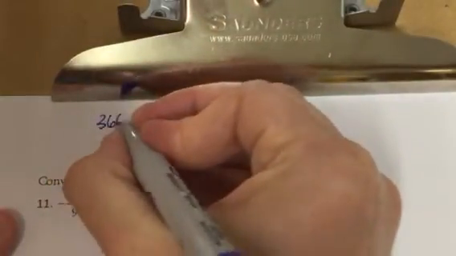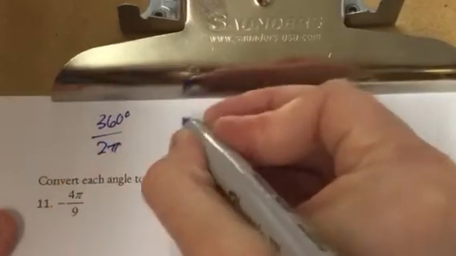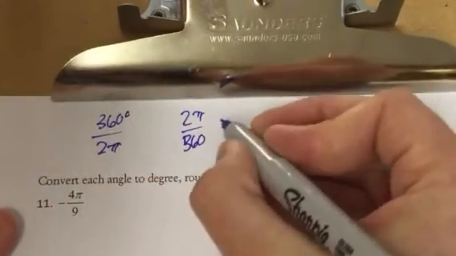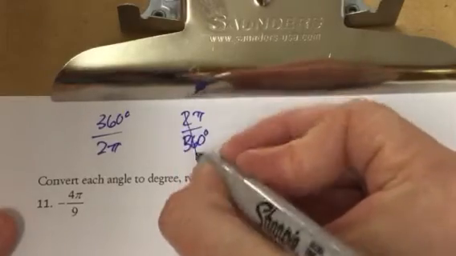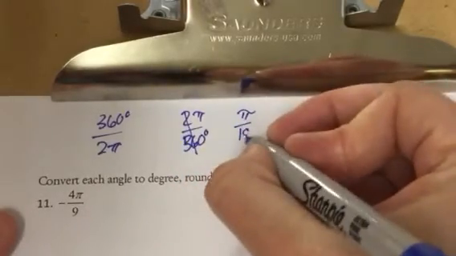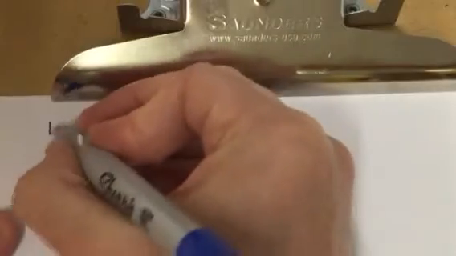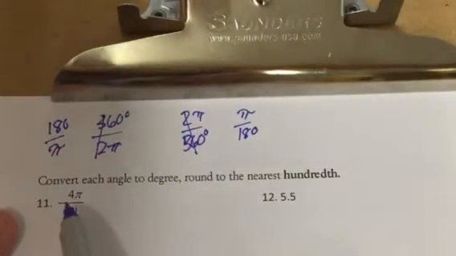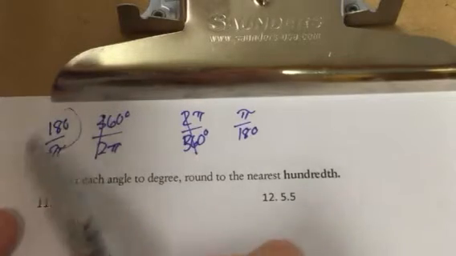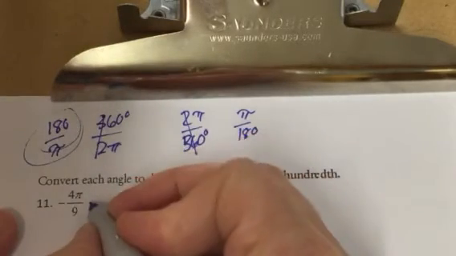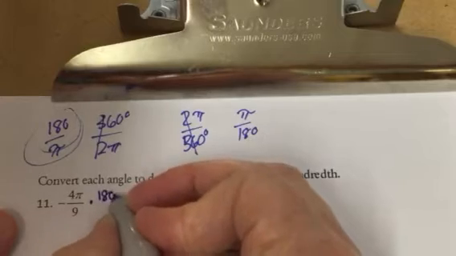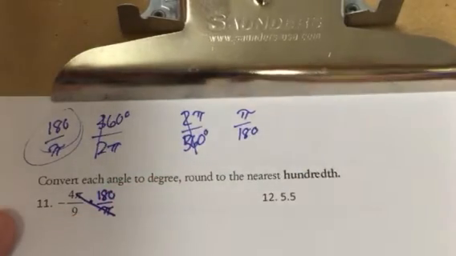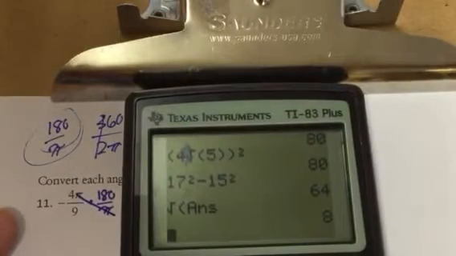We know that 360 degrees is equal to 2 pi, so we could have that. Or if we reduce it, remember that this would be pi over 180, or this one over here would be 180 over pi. If we want to go from radians to degrees, I'm going to use this one where we divide by pi. So I'm going to take 180 divided by pi. The pi's cancel out.